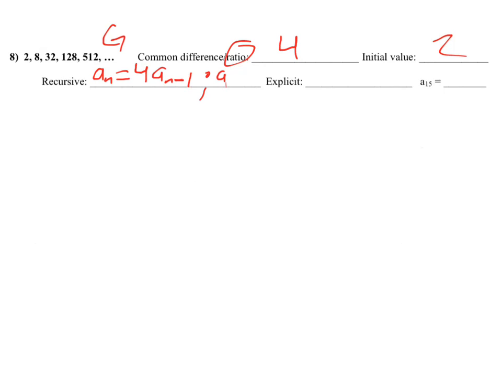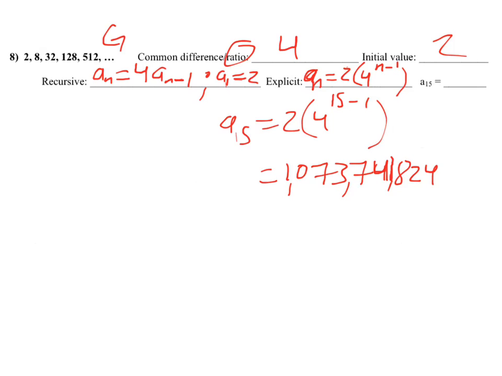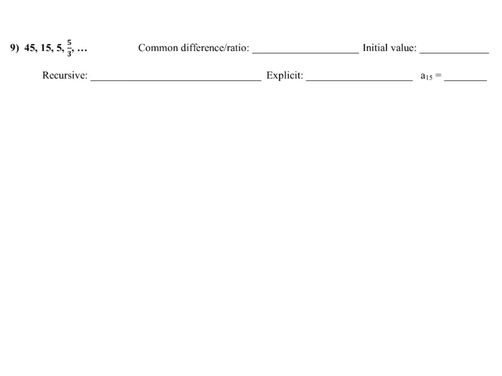And you also need to say where it starts, so the first term in the sequence is 2. The explicit function for all geometric sequences starts with a sub n is initial value times common ratio to the n minus 1 power, and that's it. To get a sub 15, you need to put 15 into your explicit function for n, and then compute it out, which is just slightly over 1 billion. So yeah, things get pretty big pretty quickly with geometric sequences.